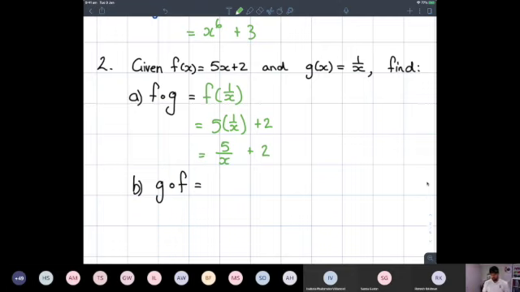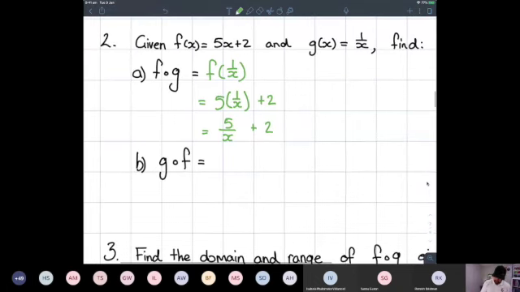And then the second one, I need to substitute F into G. So that's just going to be G of 5x plus 2, which is going to be 1 on 5x plus 2. All right, so we just got to be careful there.